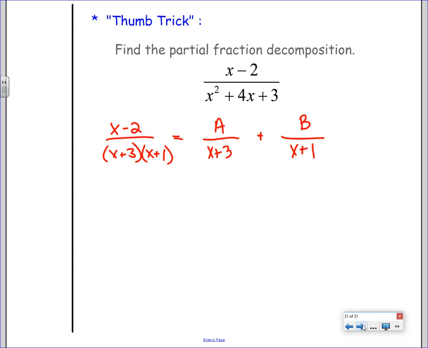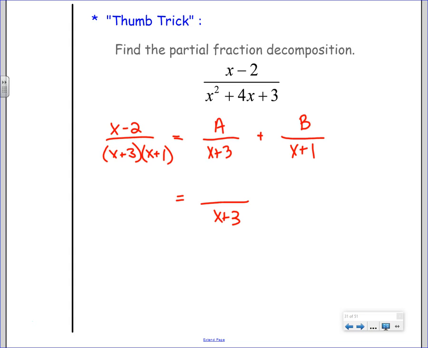Now hold on, pause, look under your thumb or your palm. X plus 3, what would the 0 of this guy be? Negative 3. Okay, now cover him again. He's covered, right? Yeah. Keep him covered. What's left? X minus 2 and x plus 1. Okay? For the x plus 3 term, why am I saying that? Because he's the one covering. We can plug negative 3 into the other x spots, and guess who we will find? A.